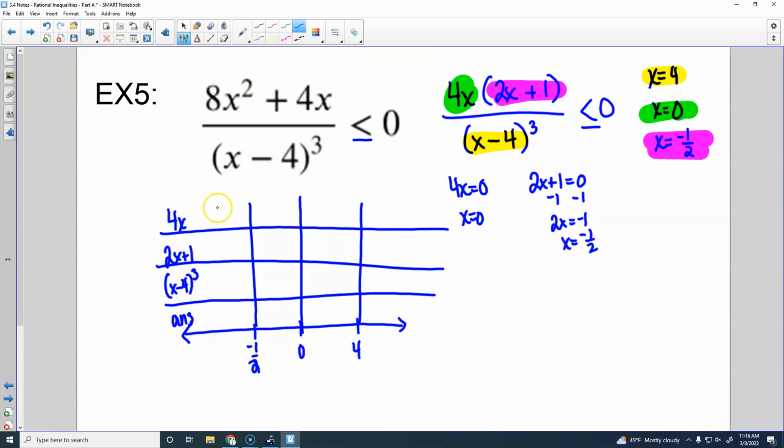Okay, if we start checking points, 4x is going to equal 0 at 0. If we plug in a negative number, it's going to give us negatives. If we plug in a positive number, it'll give us positives. The 2x plus 1 is going to equal 0 at negative 1/2. If we plug in a number below negative 1/2, like maybe negative 1, 2 times negative 1 plus 1 would give us a negative here. And so then it'll equal 0 right here. Anything above this is going to give you a positive.